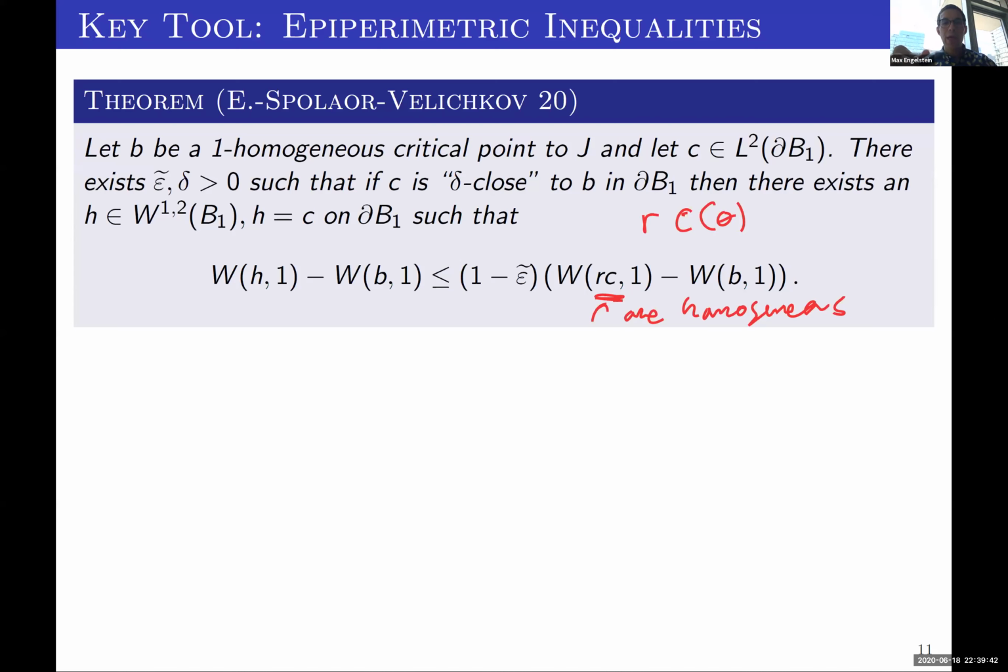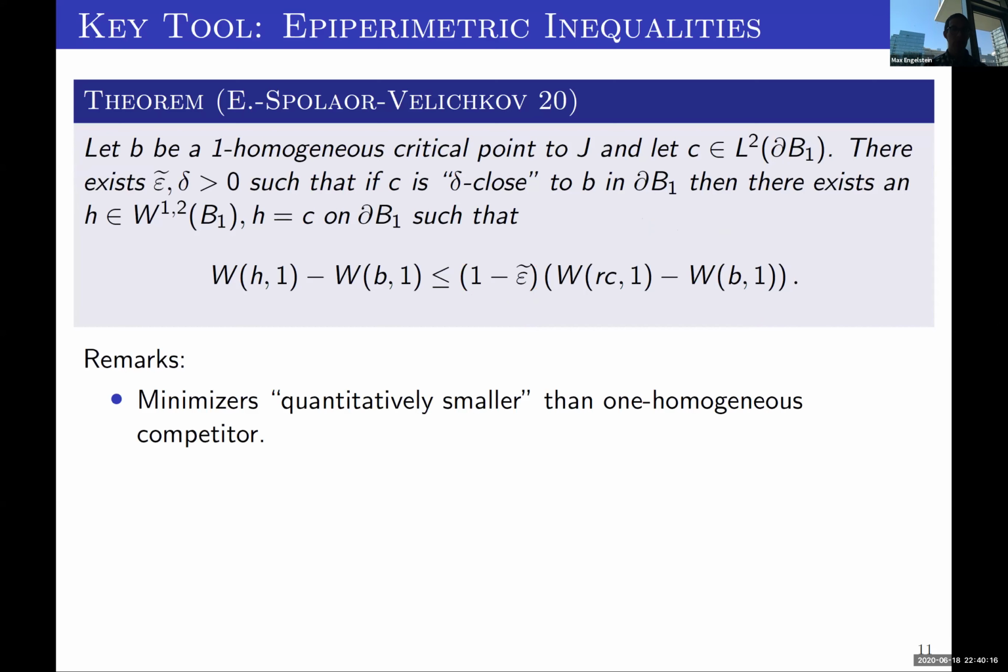So let me point out that if this epsilon tilde is equal to 0, then the epiperimetric inequality has 0 content. Because if you just let H be a minimizer with trace C, then of course the energy of H will be less than the energy of r C. That's the definition of being a minimizer. So the content of this theorem is not that the left-hand side is less than the right-hand side. It's that there's always a gap in the energy. This epsilon tilde is doing all the work for you. So, exactly what I was saying before, minimizers are quantitatively smaller than one homogeneous competitors. How much smaller? Proportional to how far away C is from being B, essentially.